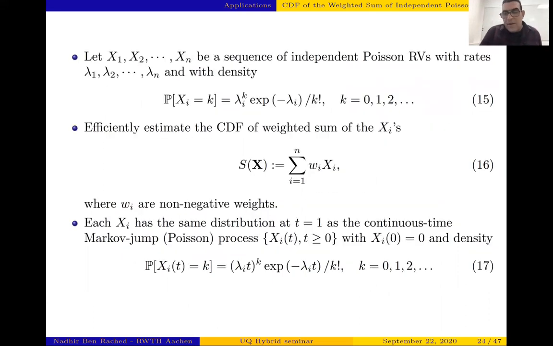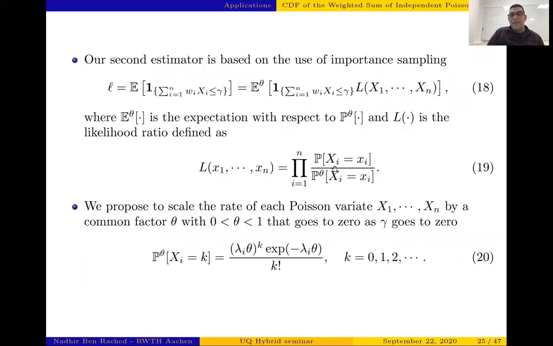To the best of my knowledge, there is no Monte Carlo estimator that we can compare with in this setting, where we have a weighted sum of Poisson random variables. And what we did is to construct an importance sampling estimator in order to be able to compare it with the splitting one. So let me recall briefly what importance sampling is.